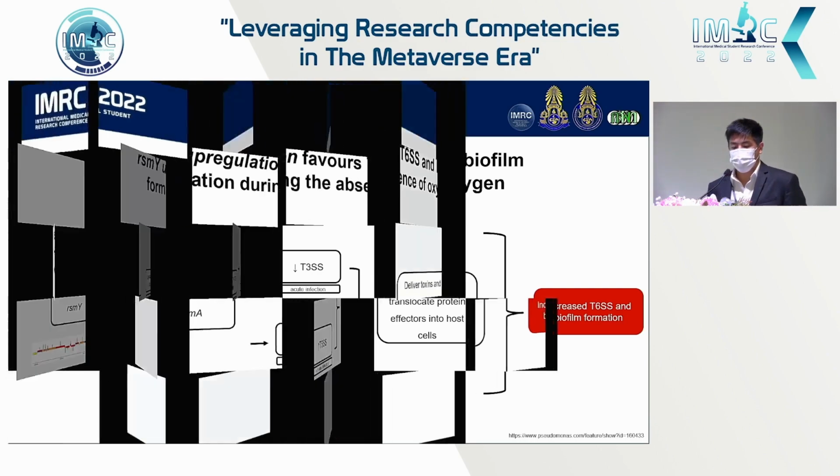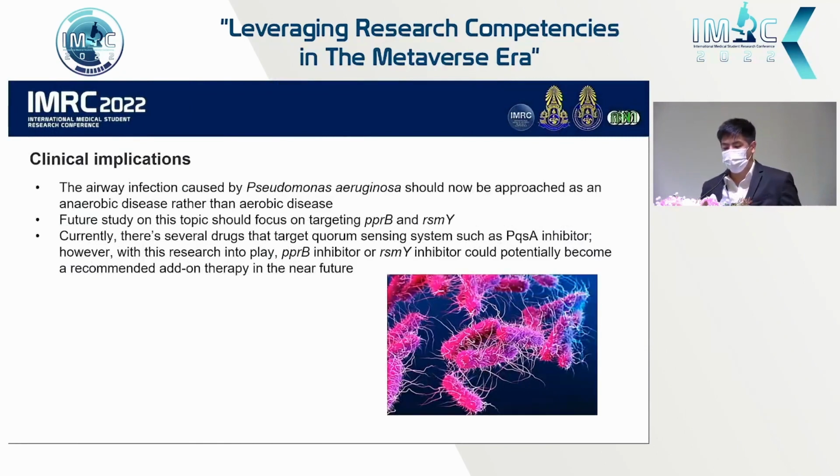As for the clinical application, every infection caused by Pseudomonas aeruginosa should now be approached as an anaerobic disease rather than an aerobic disease. Future study on this topic should focus on targeting PPRB and RSMY. Currently, there are several drugs that target quorum sensing systems, such as the PQSA inhibitor or the PQSC inhibitor. However, how come there's still the antibiotic resistance problem?